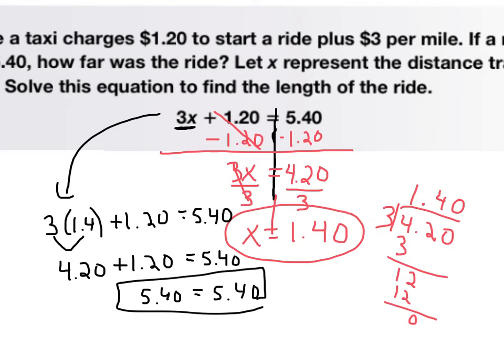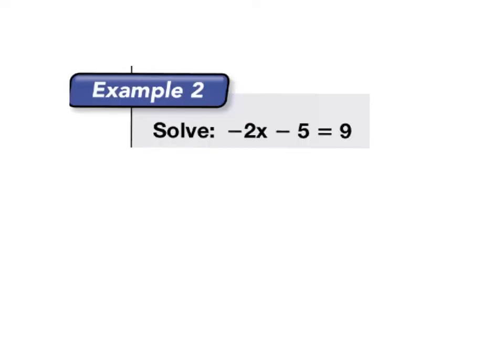All right, let's do a couple more. All right, here I have a 2-step equation. Remember, the first step is to combine like terms, but I don't have any like terms to combine. So I'm going to go ahead and write this problem down. Negative 2x minus 5 equals 9. Draw a line that separates both sides of the equation.